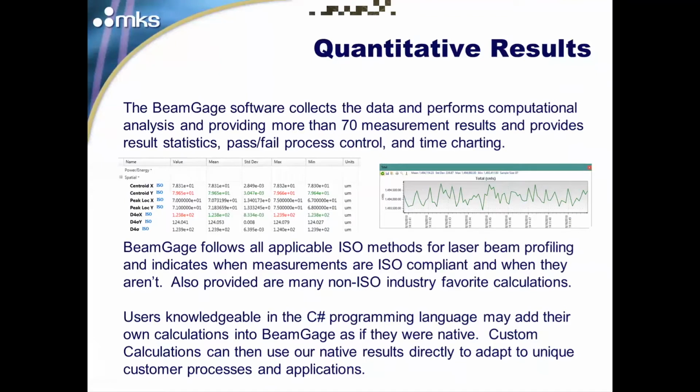Also want to point out at this point that if you or someone on your team is knowledgeable in C# programming language, you can add your own calculations into BeamGage. They will get added into the application as if they were a native calculation. You'll get all advantage of the statistics, pass-fail, time charting. All of the features for results are available to your new custom calculation that you add into BeamGage. So if you do have some custom processing that you want to be able to do, you can do that quite simply. Contact our support group to find out more about that if you'd like to try it.